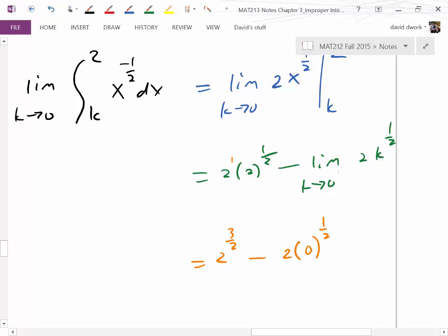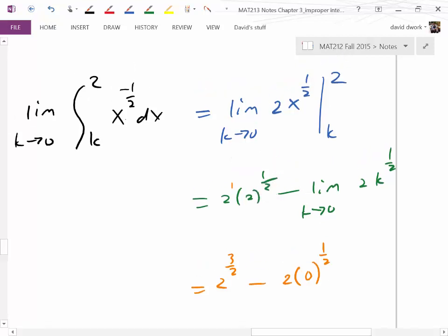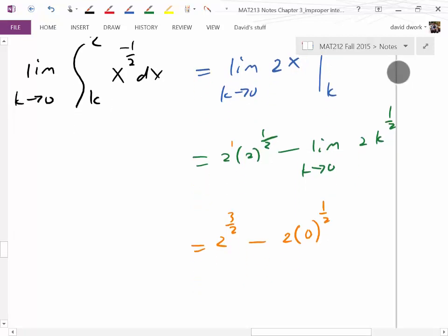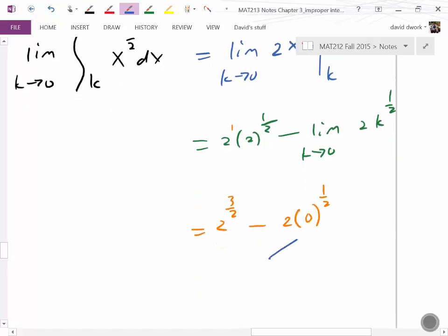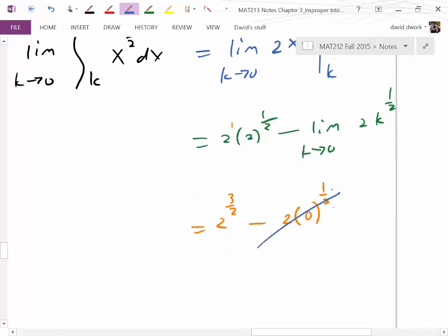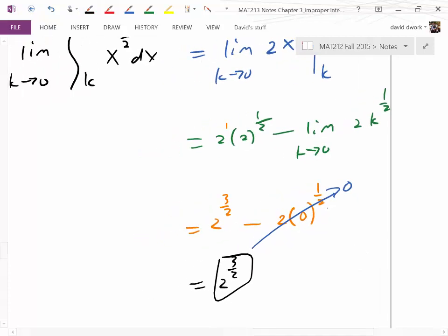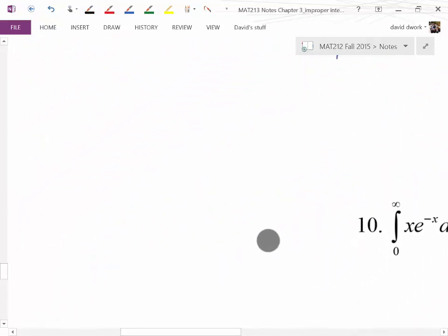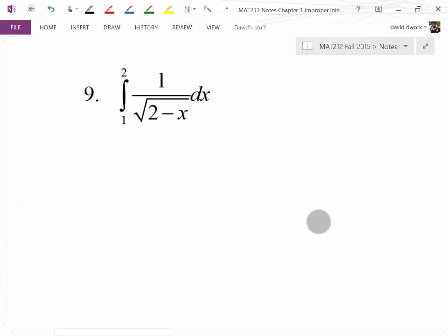And in this case, we didn't really have to worry about approaching from the right or approaching from the left, because I went from a negative exponent to a positive exponent after my integration, so I'm no longer dividing by 0. So, therefore, this is quite simply just going to evaluate out to 0, which leaves me with the answer of 2 to the 3/2. Now, there you go. That's it. So, a couple more problems.